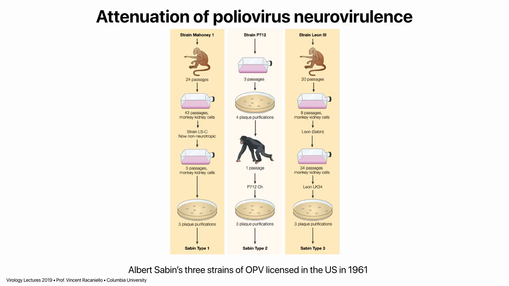And these were made empirically by Albert Sabin in the 40s and 50s, taking the three serotypes of poliovirus and passaging them in different animals and different cell cultures. And at each step, he would take representatives and put them in an animal and see if they were able to cause paralysis or not. And in the end, he got three serotypes that did not cause disease. They were immunogenic, and they were licensed in 1961.